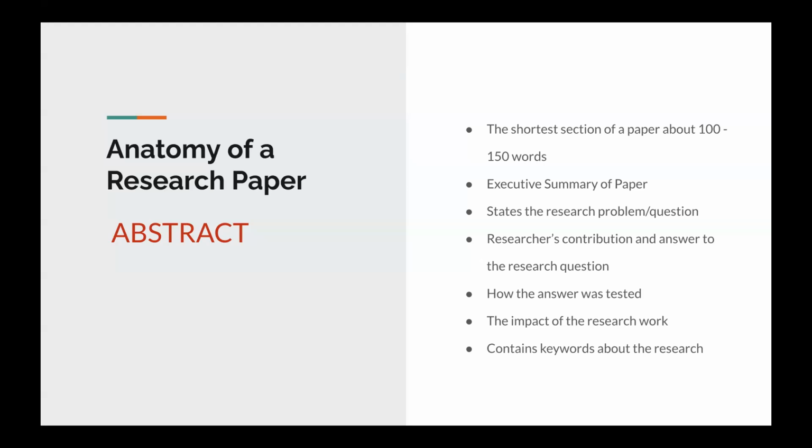Again, these are just one-line statements, one to two statements for each of the points I've mentioned. And then you also want to talk about the impact of that research work, how it compares to existing solutions. Also, you want to make sure that your abstract contains keywords about the research, because usually when people are searching, they search by keywords, and they'd probably be searching through abstracts. And if your abstract doesn't contain keywords about your research, then you've lost a lot of audience already.